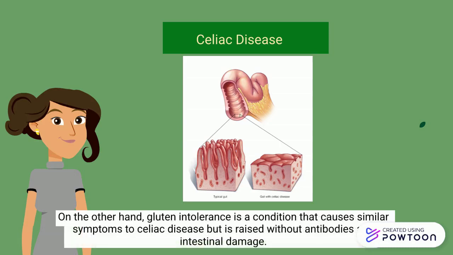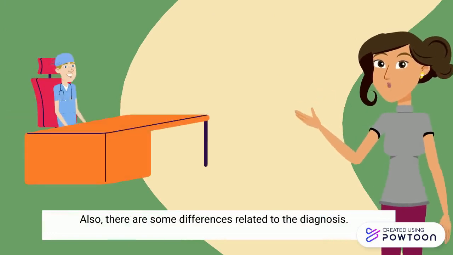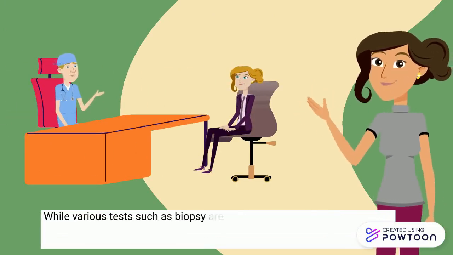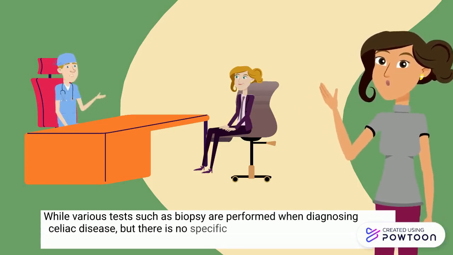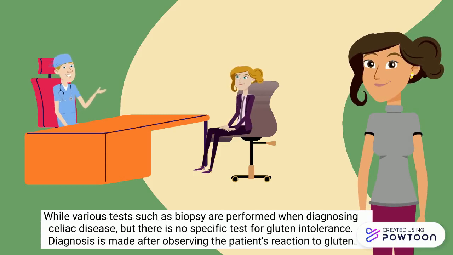On the other hand, gluten intolerance is a condition that causes similar symptoms to celiac disease but arises without antibodies and intestinal damage. Also, there are some differences related to diagnosis. While various tests such as biopsy are performed when diagnosing celiac disease, there is no specific test for gluten intolerance. Diagnosis is made after observing the patient's reaction to gluten.